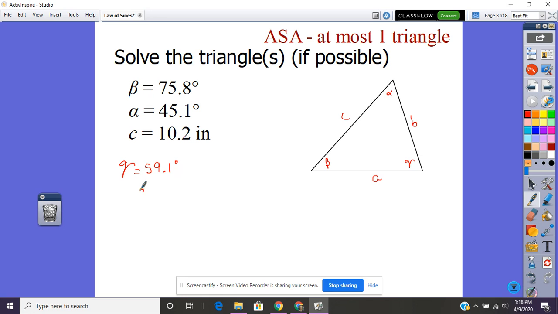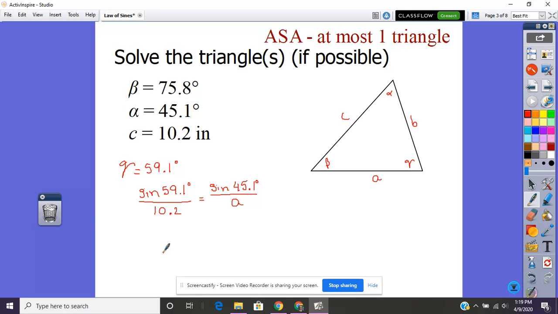Now let's set up our law of sines. So I'm going to have sine, I'm going to start with this 59.1 degrees. So that's my gamma, which means it goes over side C. And then that's going to equal, let's start with sine alpha. And our sine alpha is going to be over the A, which, hold on, I need to actually put the angle in there. So our angle alpha is 45.1 degrees. And this is going over top of our A.